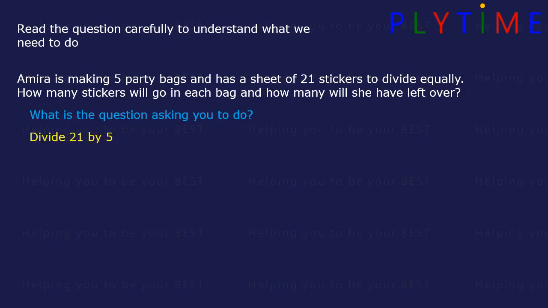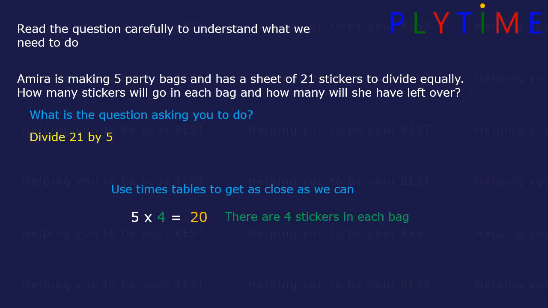Divide 21 by 5. So we'll use our times tables to get as close as we can. 5 times 4 equals 20. That's close, there are 4 stickers in each bag. Then 21 minus 20 equals 1. So there's 1 sticker left over.